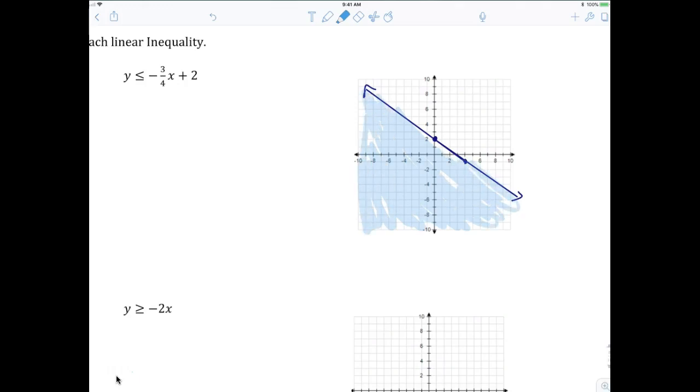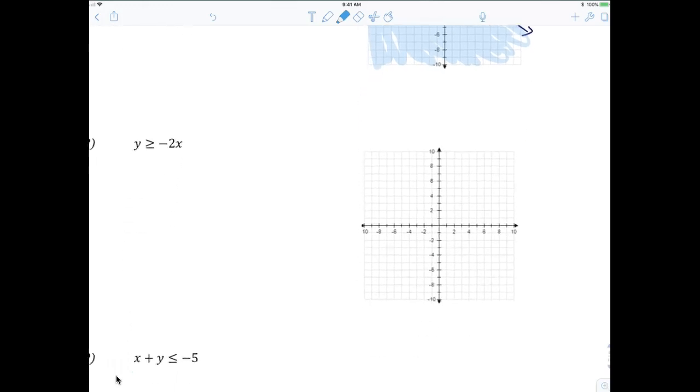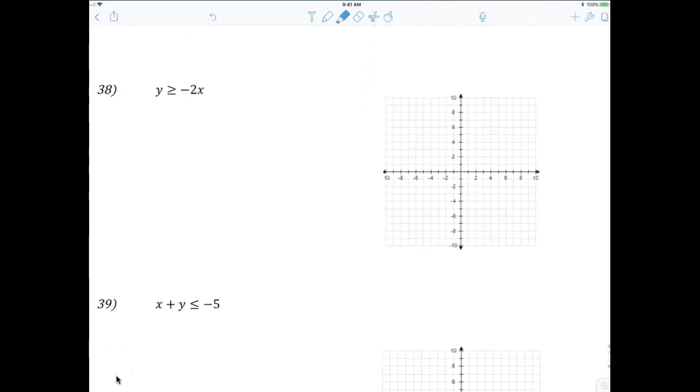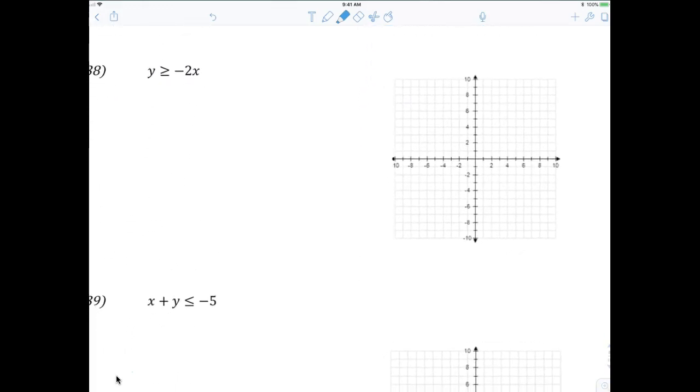Anybody have any questions for that? The reason below the mountain is because it's less than. Wow, very good. Greater than would be what? Over the mountain. Over the mountain. Very good.